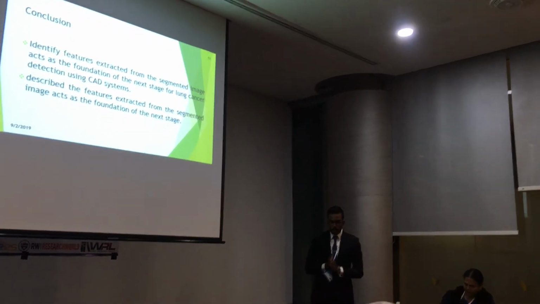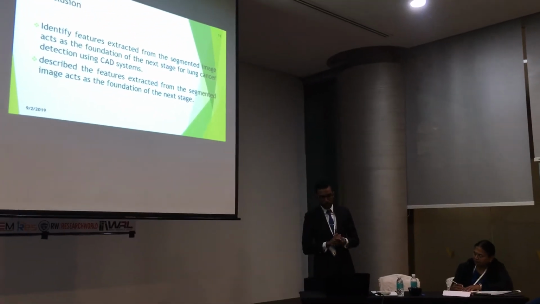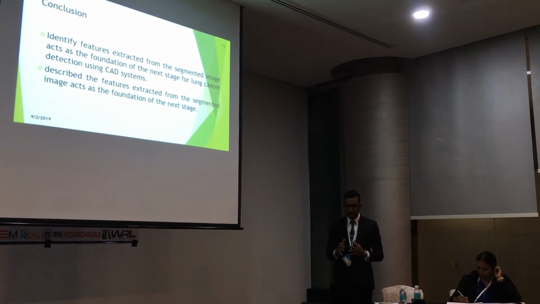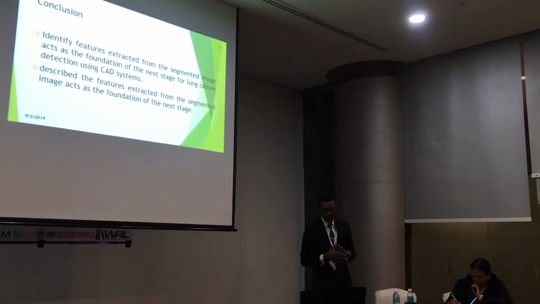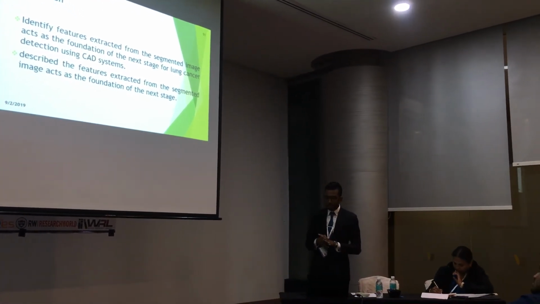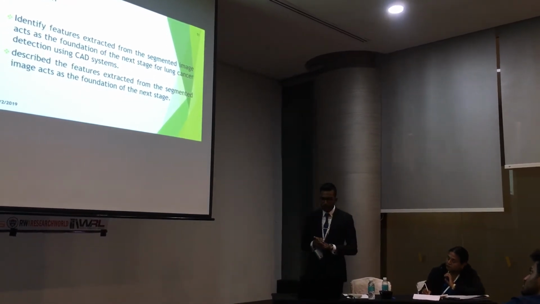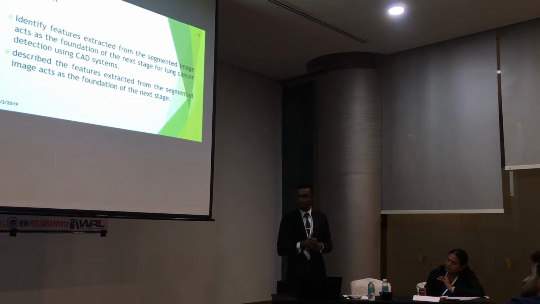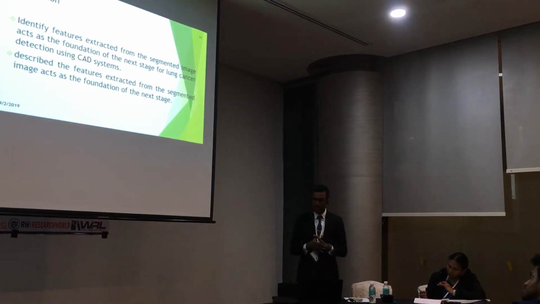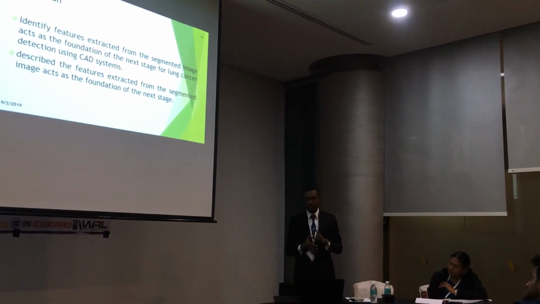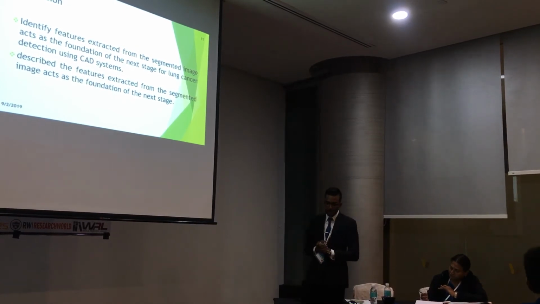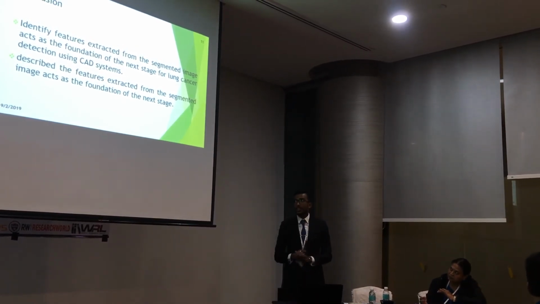In conclusion, digital image processing techniques using image segmentation, image compression, and edge detection provide better accuracy and compression ratio of an image. This study described that the features extracted from the segmented image act as the foundation of the next stage. Therefore, this study described the various image processing techniques and automated intelligence systems for lung cancer detection and classification.